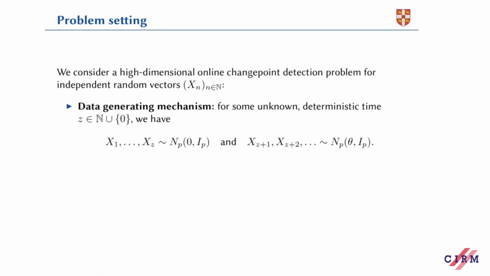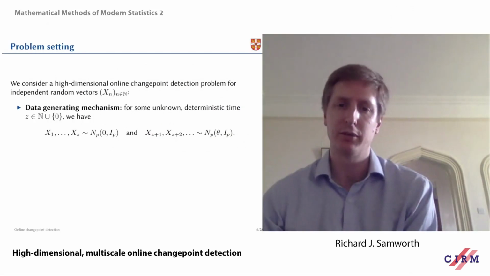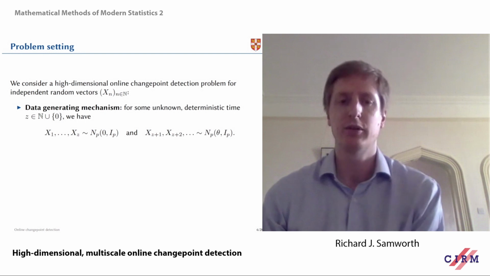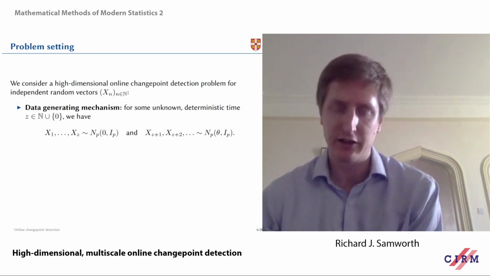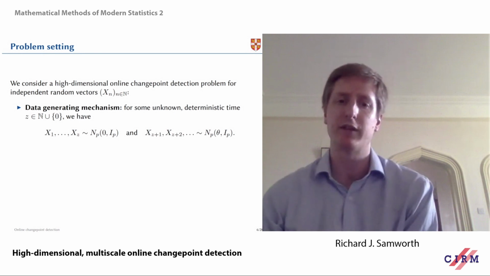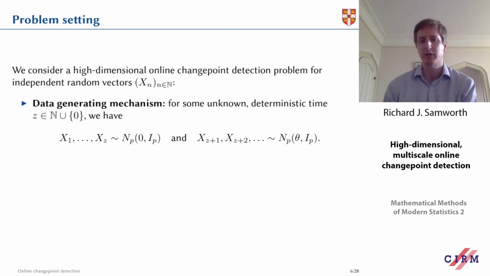So the assumption is that for some unknown deterministic time z, which could be 0, but otherwise a positive integer, the first z observations are generated according to a standard p-variate Gaussian distribution, and after the change point z, the observations change, but the change only happens in the mean vector. So the Gaussian distribution remains, the identity covariance matrix remains, but now we've got mean theta. So in many ways, this is the simplest sort of change that one could see.